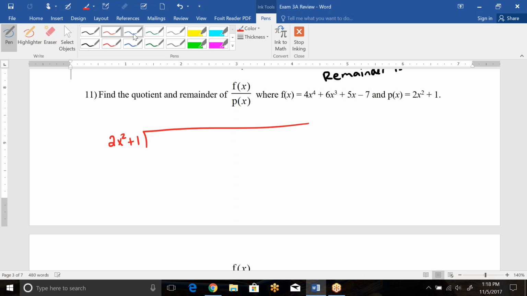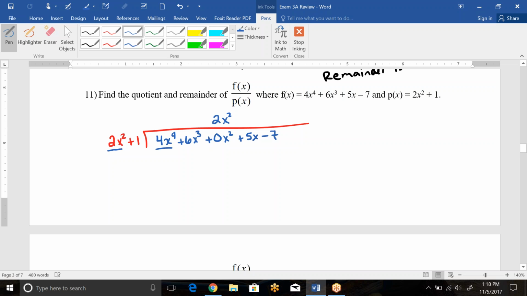If there are place values missing, we put in a 0. So 4x to the fourth plus 6x to the third. We don't have an x squared, so we'll need a placeholder, plus 5x minus 7. The first question we ask is what would we multiply this by to create this first term? So 2x squared times what would be 4x to the fourth? And the answer to that would be a 2x squared.